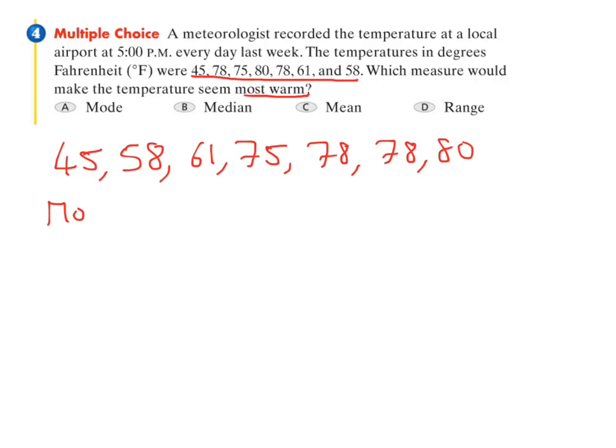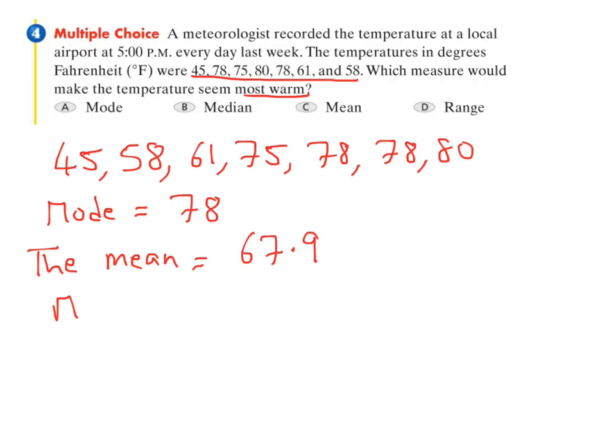So what is the mode? 78, because it is repeated the most. The mean: how do you find the mean? You add all of them and divide by how many items? 1, 2, 3, 4, 5, 6, 7 items. So the mean will be 67.9. And what is the median? How will you find the median? The middle value, which is 75.